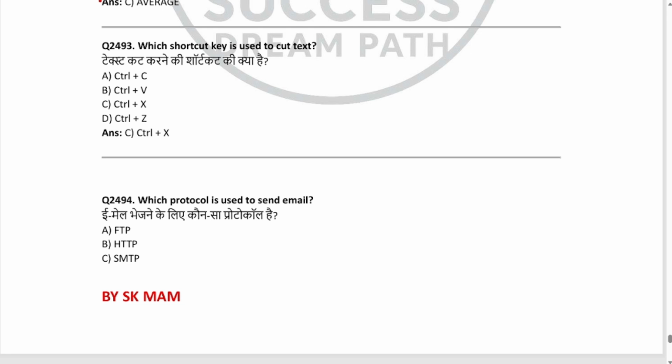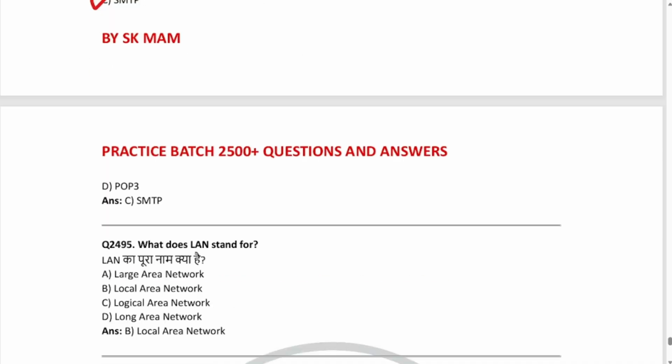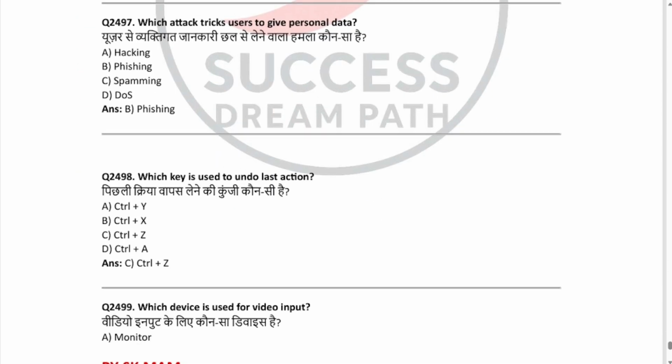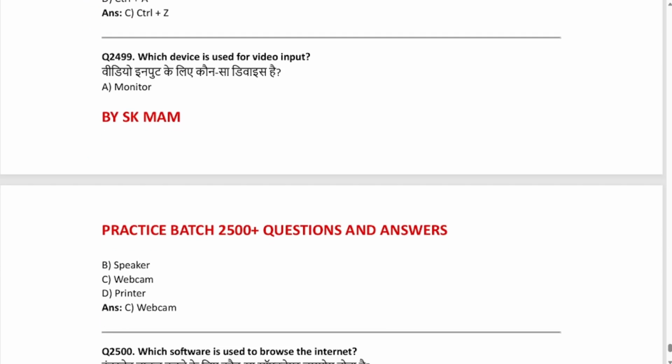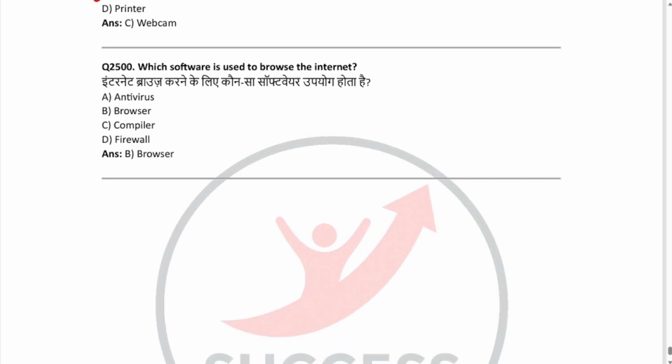Which shortcut key is to cut text? Control plus X. Which protocol is used to send email? SMTP. What does LAN stand for? Local area network. Which software protects computer from virus? Antivirus. Which attack tricks user to give personal data? Phishing. Which key is used to undo last action? Control plus Z. Which device is used for video input? Webcam. Which software is used to browse the internet? Browser.